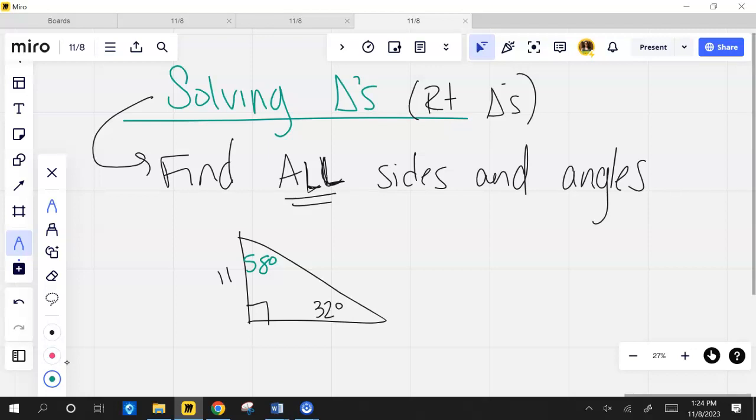But how are you going to find the other two sides of the triangle? I can't do Pythagorean theorem because I'd have two unknowns, right? A squared plus b squared equals c squared. So what are we going to do? How?